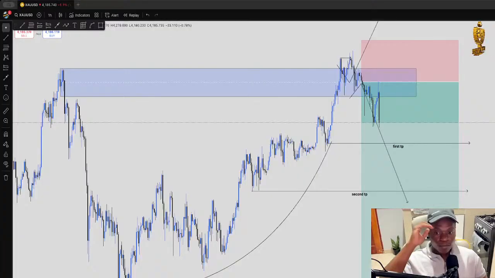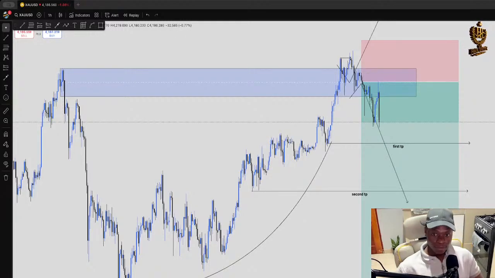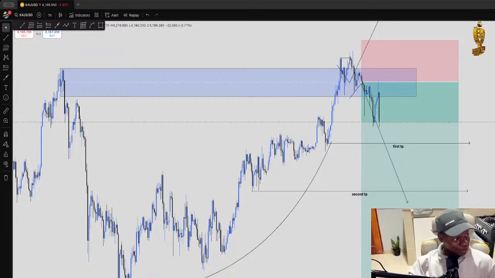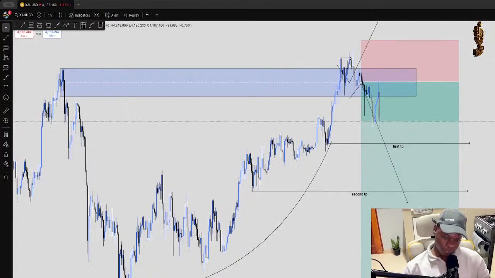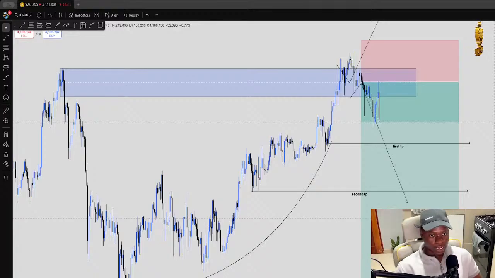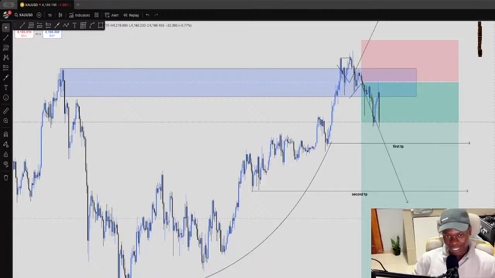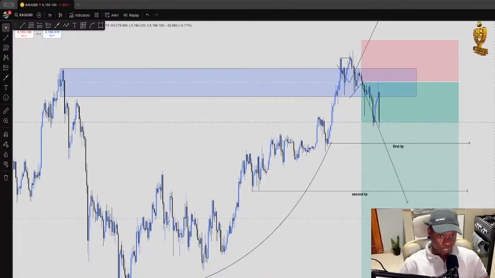Yeah, I'll be going offline in just a short while because currently gold doesn't want to hit my TP, so I'll be going. But I think the next candlestick that will form in 10 minutes will push it down further.